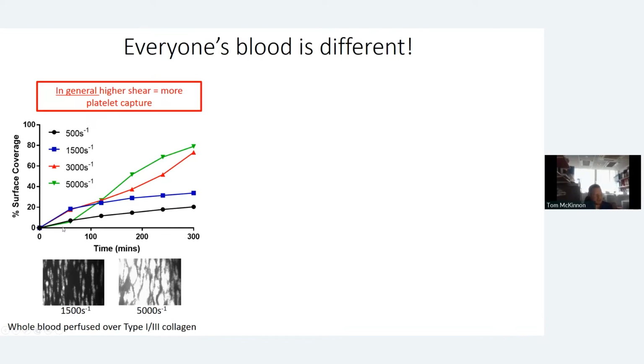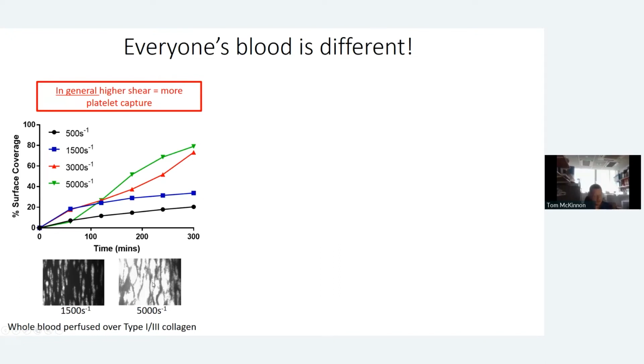A lower shear rate of 500 inverse seconds, we've got less platelet capture. If we increase the shear rate to 3000 and even higher to 5000, the extent of platelet capture has increased, and we can show it here as well. So if you compare these pseudo thrombi formed at 5000 inverse seconds to the ones formed at 1500 inverse seconds, you can see that these ones are much larger.